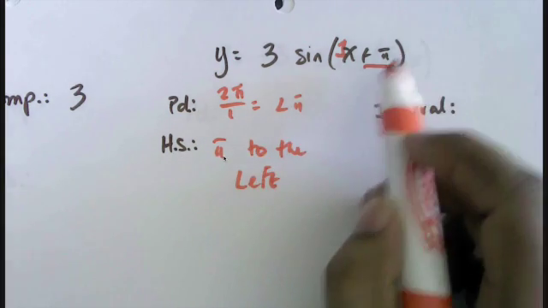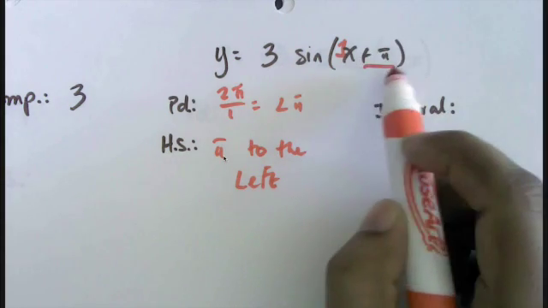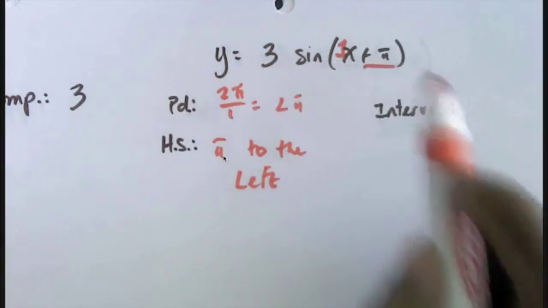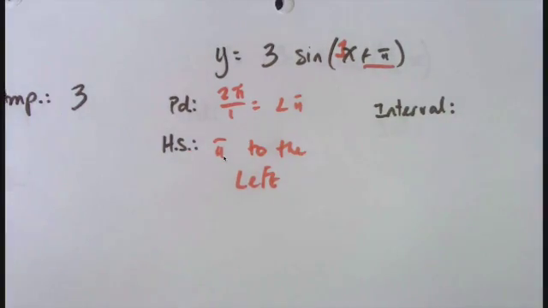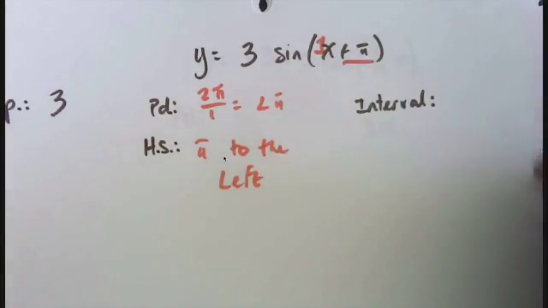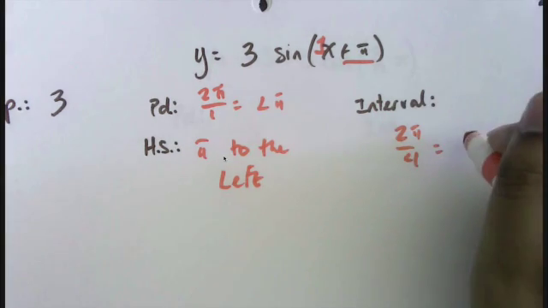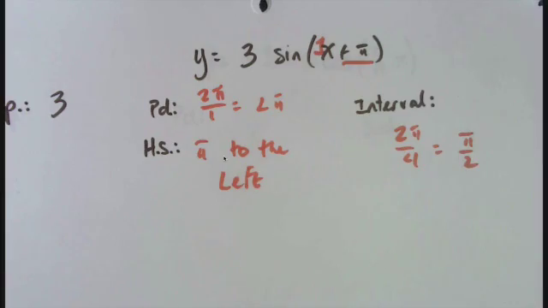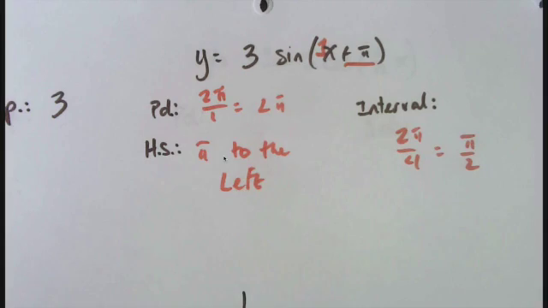We're to the left this time because we have a positive pi, and a positive number inside the parentheses for the function will be opposite of what we're thinking. So instead of to the right pi, it will be to the left pi units. The interval will be our period divided by 4, which is pi over 2. We don't have any vertical shifts, so we can go ahead and graph our amplitude as such. My range will be 3 and negative 3.